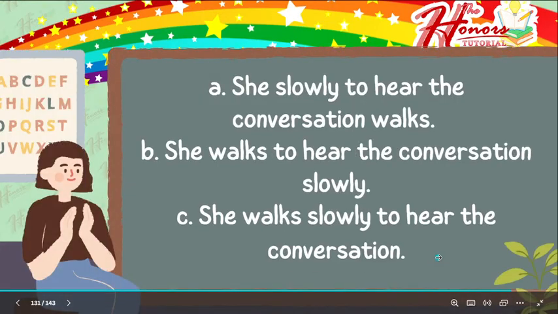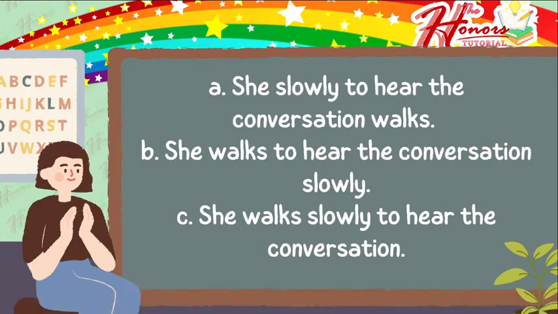Which one here is correct? A. She slowly to hear the conversation walks. B. She walks to hear the conversation slowly. Or letter C. She walks slowly to hear the conversation. What do you think is the correct answer?